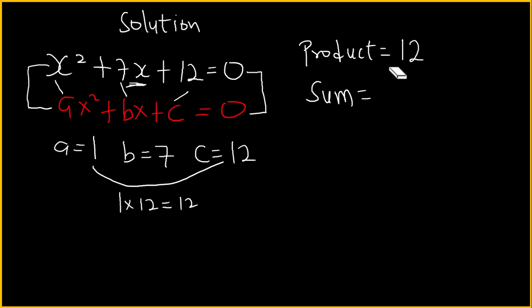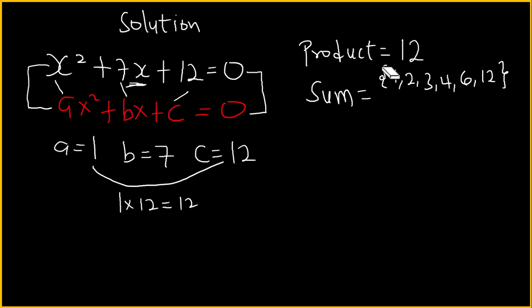And for the sum, which is the second term, we are going to find factors of the product 12 which, when added, give us the number 7. So from the factors of 12, let me leave them here. 1 by 12 gives us 12. 2 by 6 gives us 12. 3 by 4 gives us 12. So these are the factors of 12, and from these factors we are going to choose our sum.